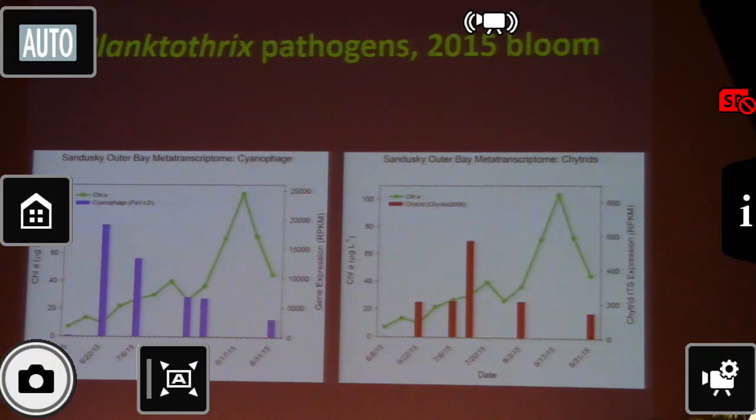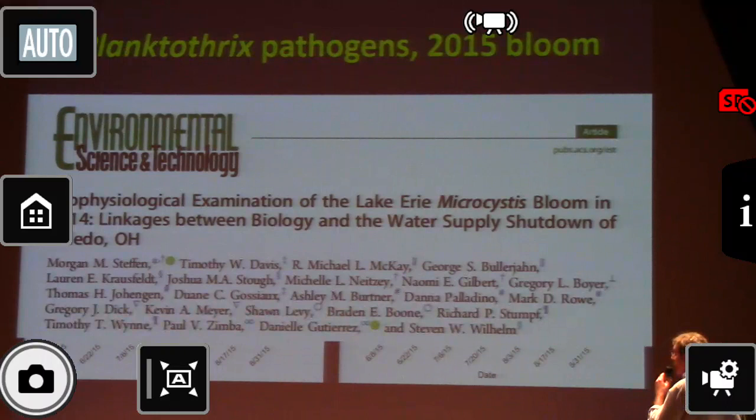And with respect to the viral activity, Steve mentioned this just a few minutes ago, but certainly viral lysis contributed to the toxicity of the Toledo bloom. We are certainly looking at lytic phages as a potential source of toxin as well.